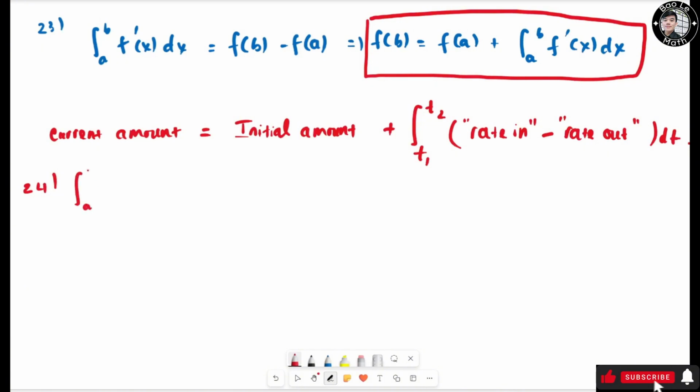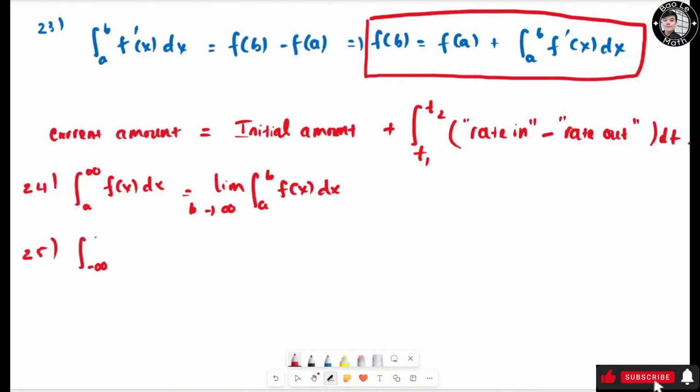Now number 24, we have the improper integrals. The integral from a to infinity of f of s ds equals the limit of the integral from a to b of f of s ds when b approaches infinity. Number 25, the integral from negative infinity to b of f of s ds equals the limit of the integral from a to b of f of s ds when a approaches negative infinity.